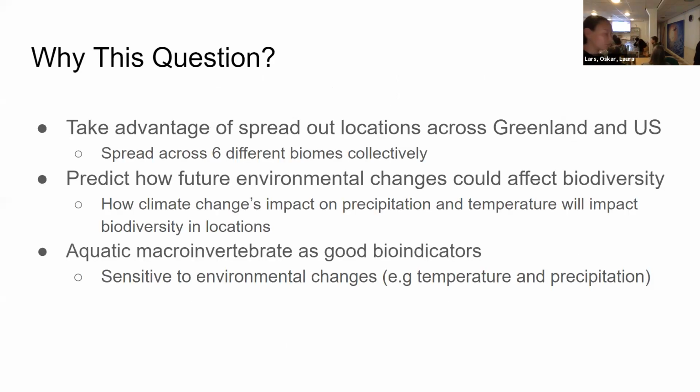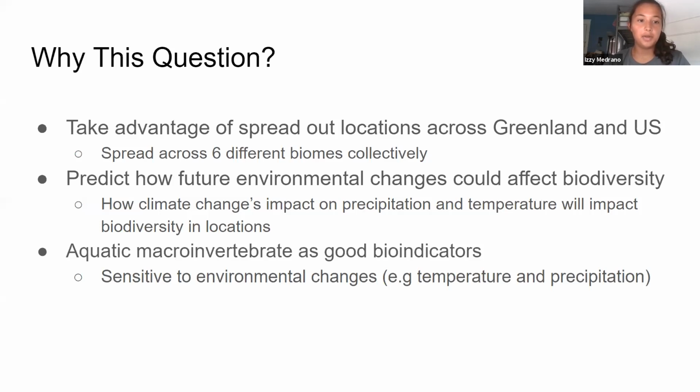So why we chose this question, there were a lot of considerations that we looked at when we were constructing our question. We really wanted to take advantage of how spread out we all were geographically. We're located all over the US and then also Greenland. So we're across 6 different biomes collectively. We also, thinking about climate change, wanted to look into how future environmental changes could affect biodiversity in different biomes and the places where we live.